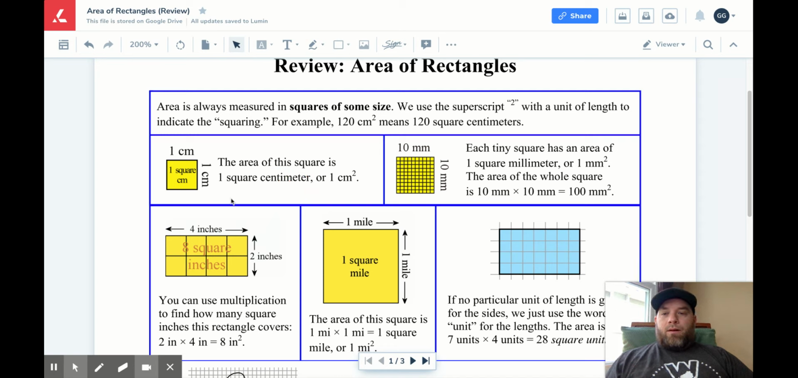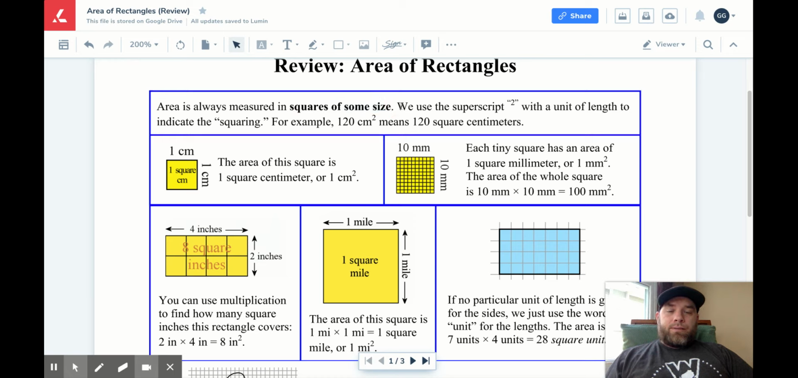Okay. All right. So area is always measured in squares of some size. The size part is our units. So for example, down here we have centimeters, here we have millimeters. You could also have miles or inches. So it's a unit of measurement, a standard unit of measurement. So that's what it means by size. So again, we're measuring squares.